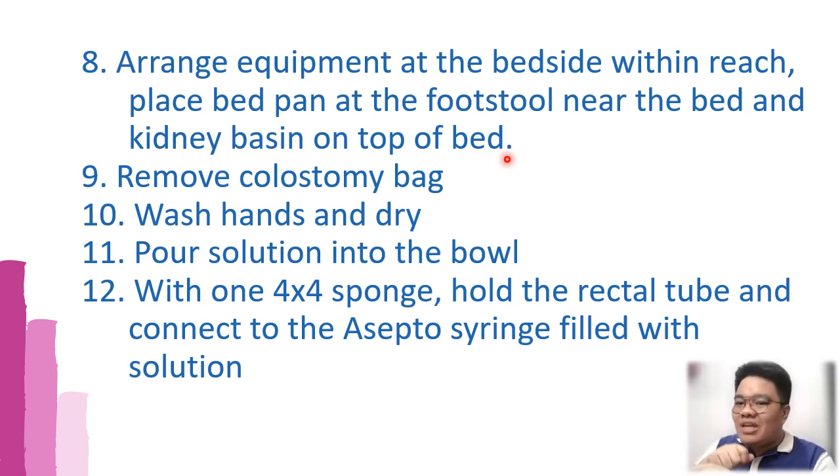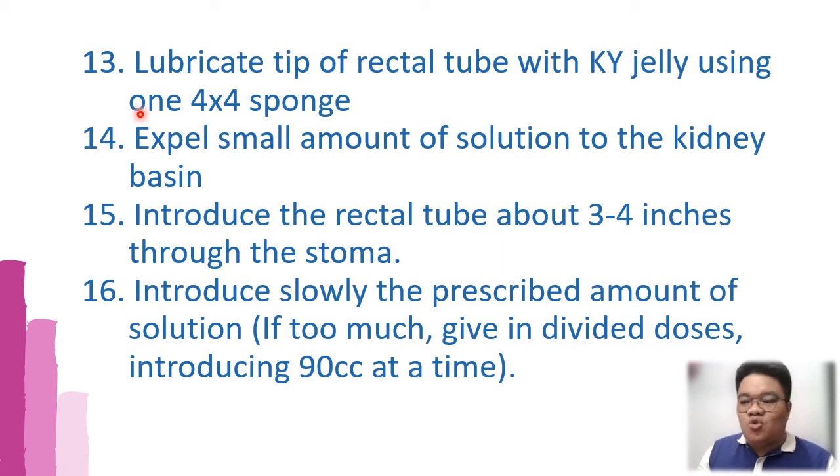Now, you need to lubricate the rectal tube using KY jelly. So if your gloves is here, this is your KY jelly, you lubricate it. And then expel a small amount of the solution to your kidney basin. The purpose of that is just for you to check if the tube will be okay. Then, introduce the rectal tube at about 3 to 4 inches through the stoma.